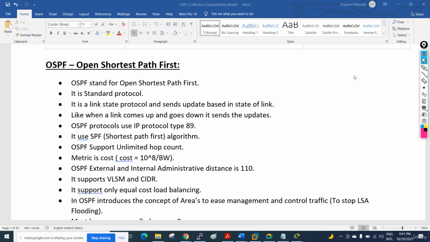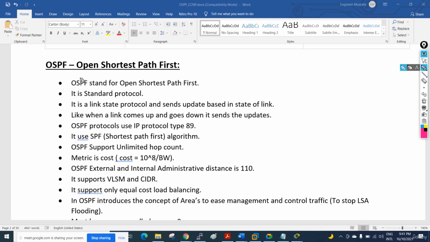Hello everyone. So now we are going to discuss OSPF, Open Shortest Path First. This is also a dynamic routing protocol, as we discussed in our previous class. It is an open standard, meaning we can run this on any router, from any vendor. Not only Cisco, we can run it on Juniper or any other.